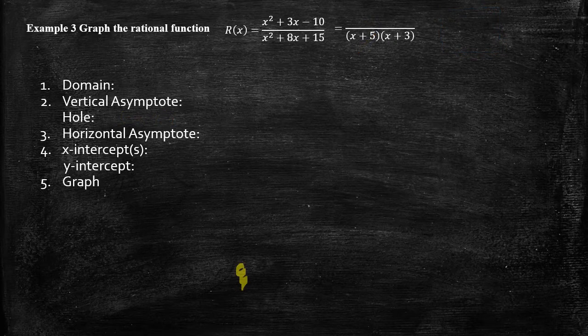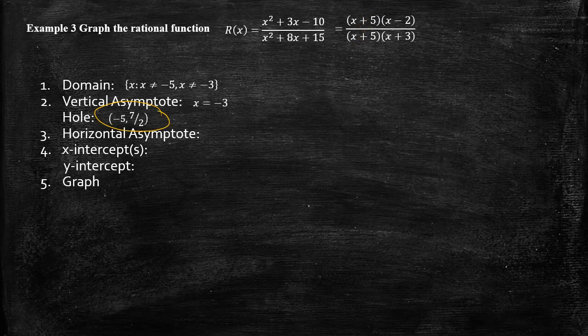Okay, so start off by factoring the denominator. That'll tell you the domain of your rational expression. Factor the numerator to see if anything cancels. If a factor does cancel, then you will have a hole in the graph. So we have a hole at negative 5, 7/2. X equals negative 3 is our vertical asymptote. Y equals 1 is our horizontal asymptote.